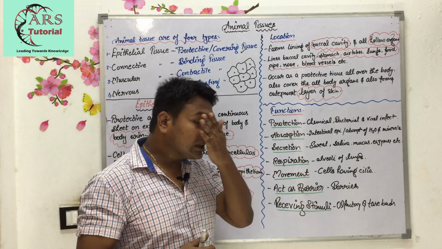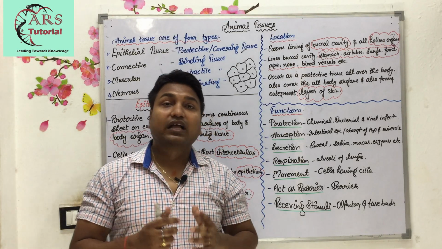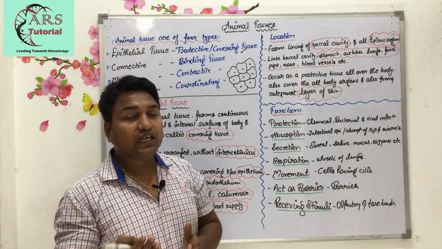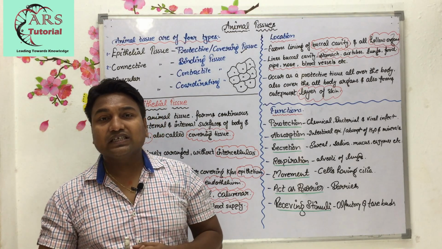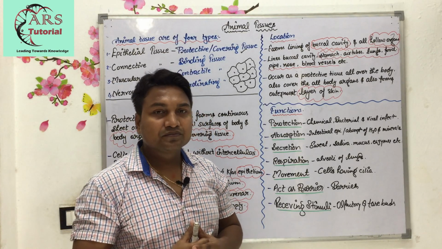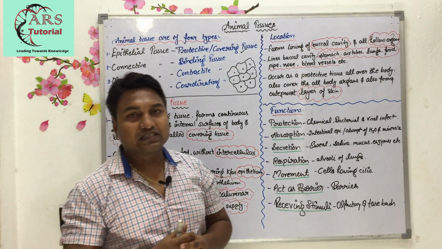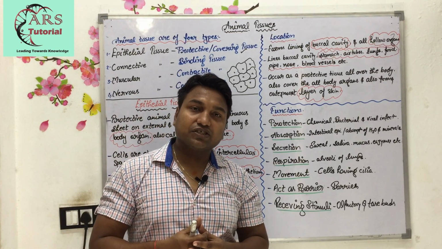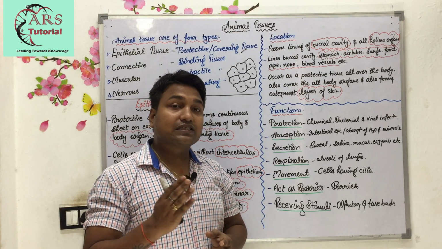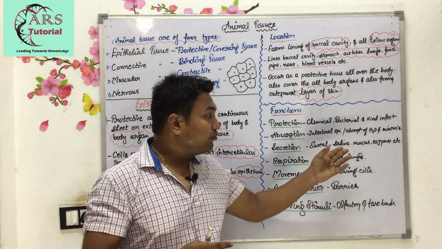Now the next point is secretion. Epithelial tissue helps in secretion. How does epithelial tissue help in secretion? In our body many secretions take place, many chemicals are secreted, like saliva. Saliva in our mouth, you know that saliva is secreted for the digestion of food, or you can say breakdown of food. So it is secreted by the epithelial tissue.